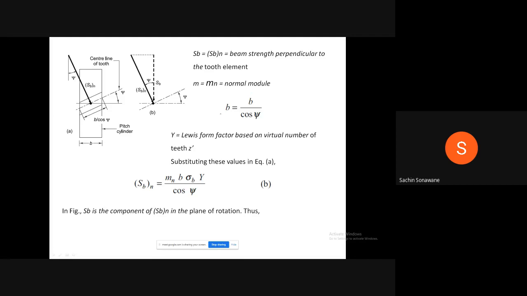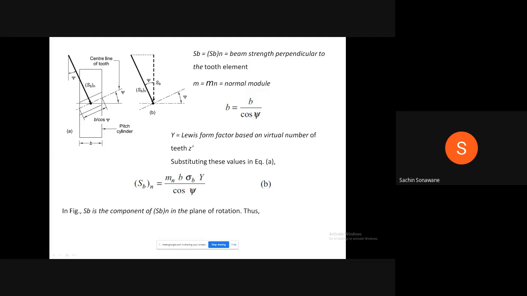Now, B we have to replace by B upon cos psi, because in case of spur gear this is the face width, but in case of helical gear your face width is inclined at an angle psi. Therefore, by using right angle triangle, this length is equal to B upon cos psi. Substituting the values we get SBN is equal to MNB sigma B into Y divided by cos psi, where Y is the Lewis form factor based on virtual number of teeth Z dash.